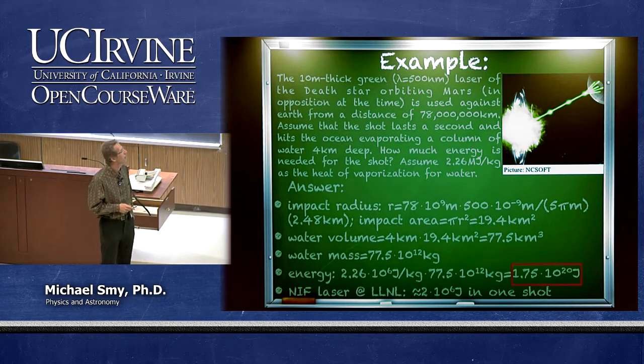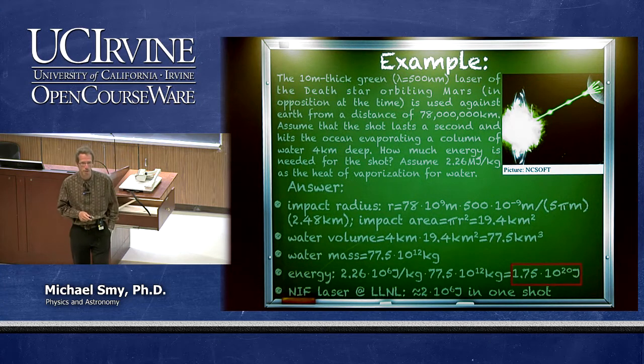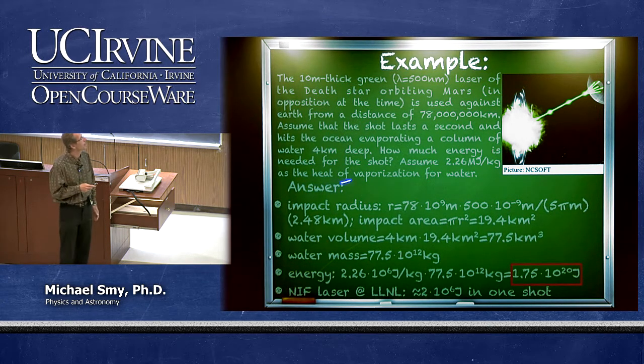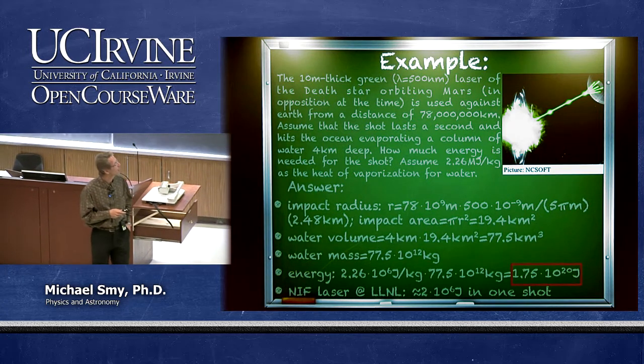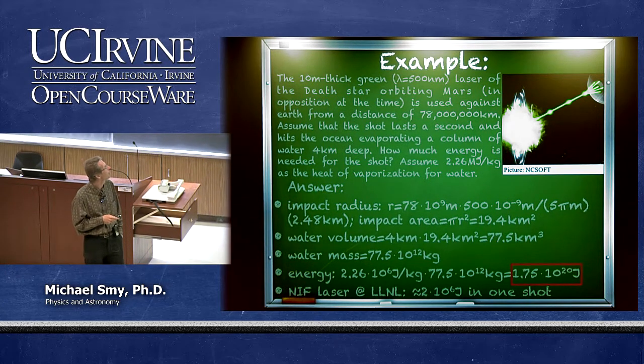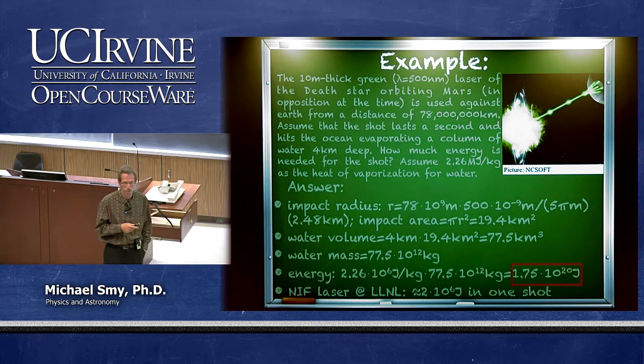Let's assume that Mars at that point is in opposition, meaning the closest distance to Earth, which is about 78 million kilometers away. And let's assume that it fires a single shot that lasts about a second, and it hits the ocean, which is very likely since 2/3 of the Earth is covered by oceans, and evaporating a column of water 4 kilometers deep all the way to the ocean floor. The question is, how much energy is needed for such a shot?